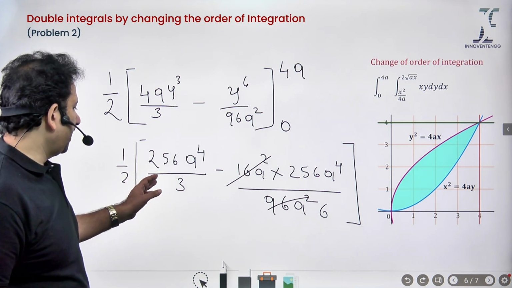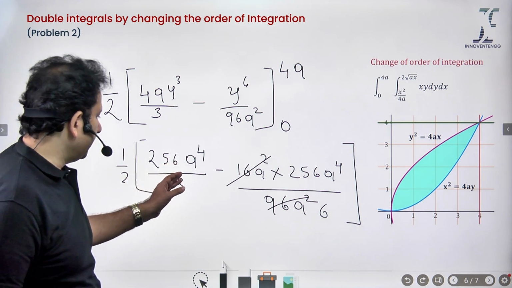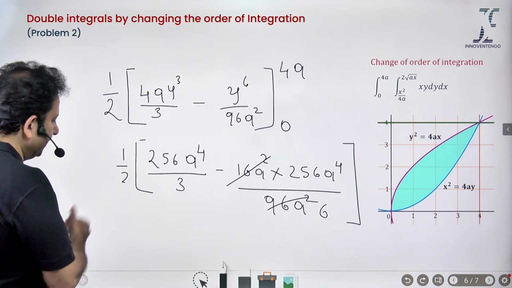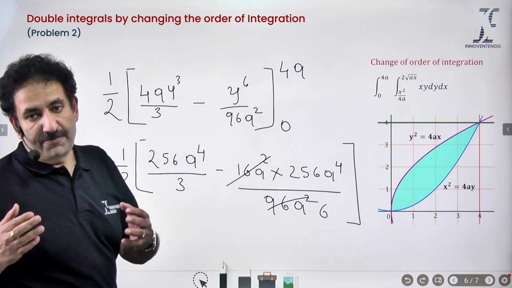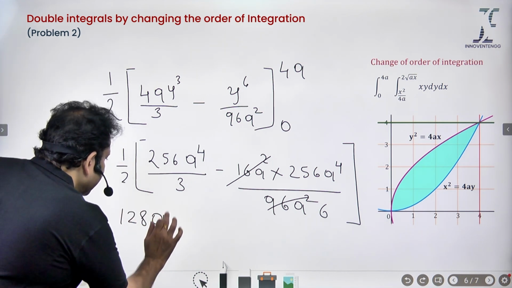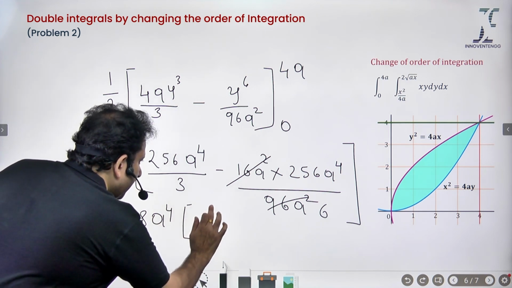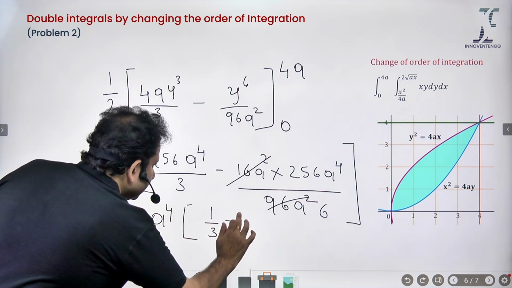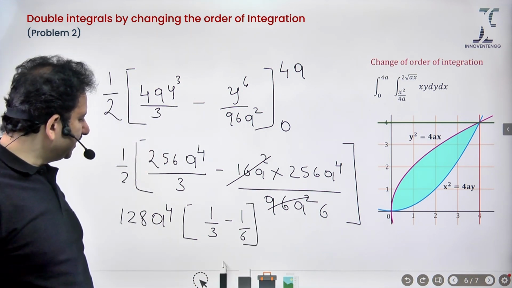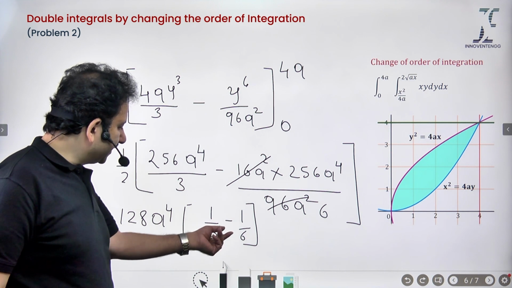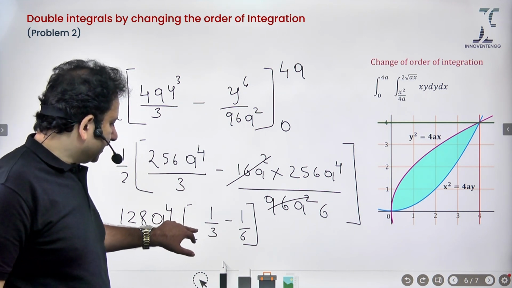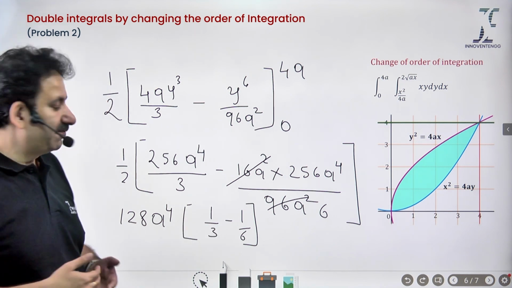And here also you have 256 to the power 4, which can be easily taken out, but there is a 2. Half of 256 is 128, so this becomes 128 a power 4, and inside the bracket what you have is 1 by 3 minus 1 by 6. This is quite easy, because half of 1 by 3 is being subtracted from 1 by 3. That clearly means that you get 1 by 6.